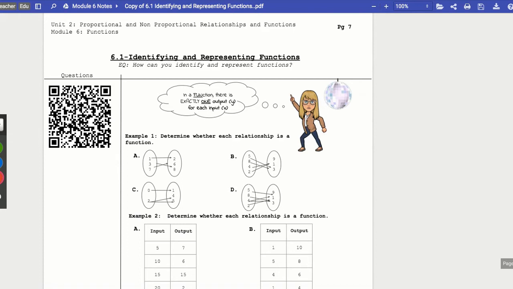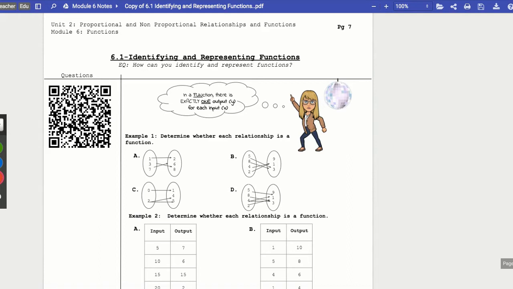It's just writing it a different way. It's like writing your name in cursive or writing your name in standard notation, right? They're the exact same thing. It's just a different way to represent it. So the essential question today is how can you identify and represent functions?